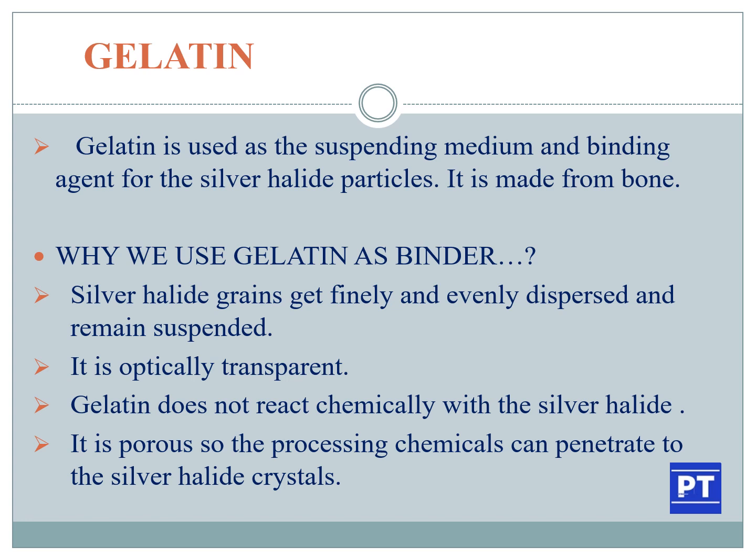Why do we use gelatin as a binder? The silver halide crystals get finely and evenly dispersed and remain suspended. It is optically transparent. Gelatin does not react chemically with the silver halide. It is porous, so the processing chemicals can penetrate through to the silver halide crystals.